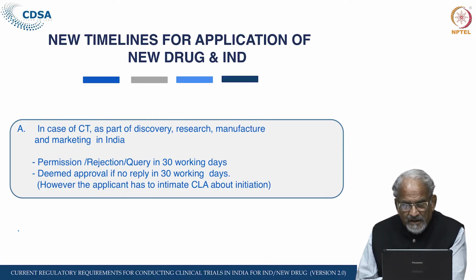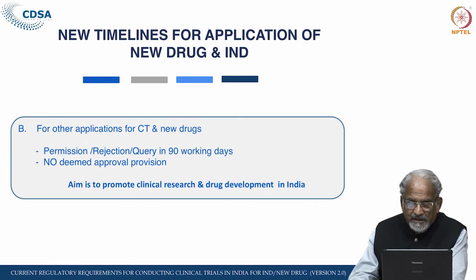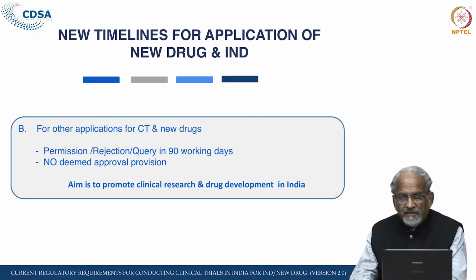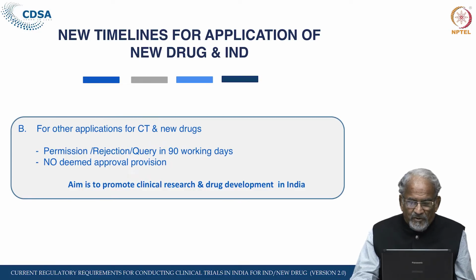That means, even after 30 days, if a response is not received from CLA, the Central Licensing Authority, it will be deemed as approved, but when you enroll the first subject, it has to be informed. For other applications for clinical trial or new drugs, permission, rejection or query is within 90 days. If the drug is developed outside the country, then the time period is 90 days, and if you do not receive the response, it is not deemed to be approved. So, you have to wait for the response. The primary aim is to promote clinical research and drug development in India.